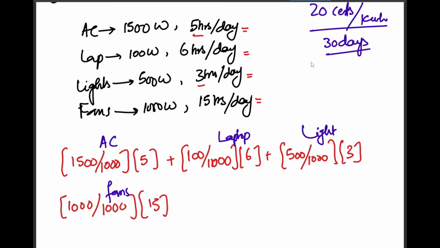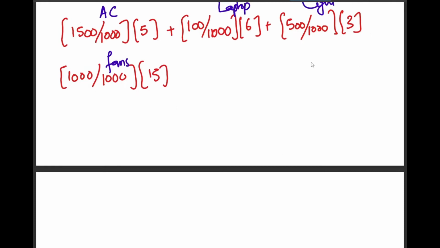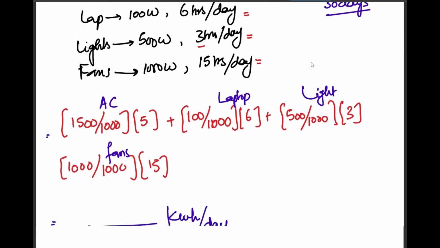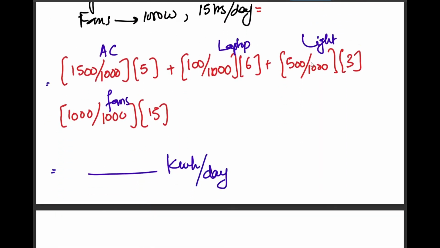Do you understand that we have to solve them individually? We can't just add all of them together. Now what I'm going to get is my combined kilowatt hours usage for one day, because I haven't even multiplied by 30 yet. I'm just finding it for one day. I'm going to use the calculator to find these values. My usage of one day is coming out as 24.6 kilowatt hours. Did you get the same answer for one day?